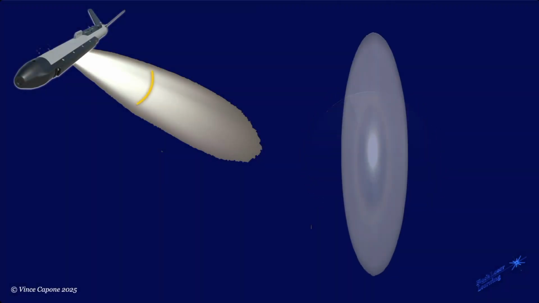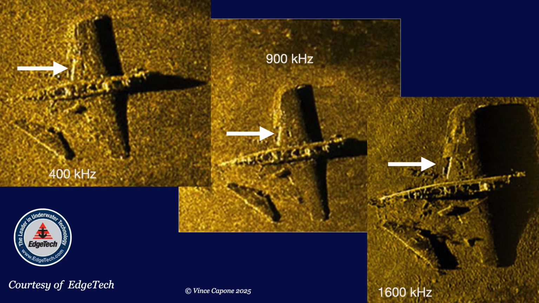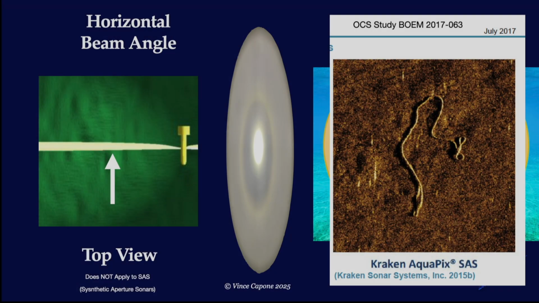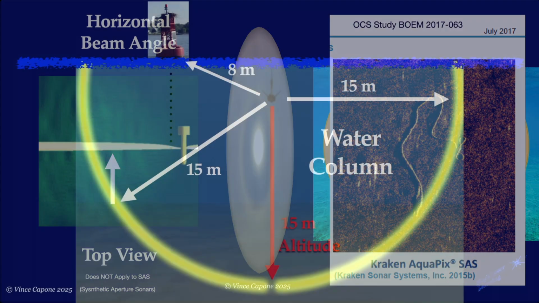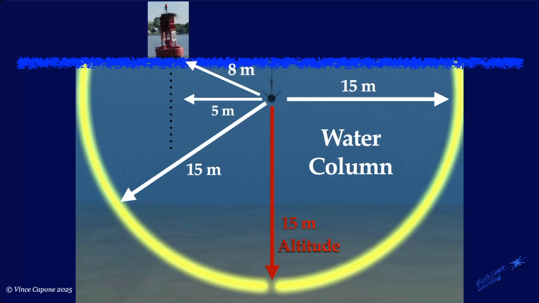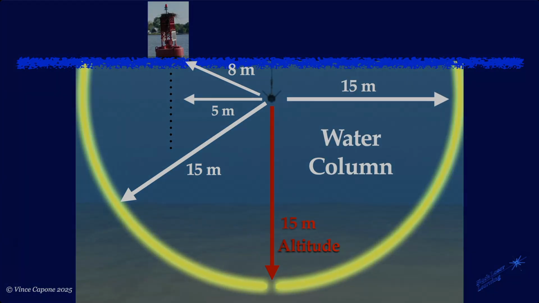The sonar pulse is shaped differently. One reason higher frequencies have higher resolutions. Beam angles and resolution do not apply to SAS. The chain is actually closer to the submerged towfish.